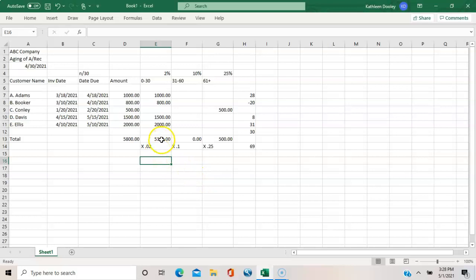Okay, so we have 5,300 in our 0 to 30 column, and we're going to multiply that 5,300 times 0.02, and we're going to get 106. And in this 31 to 60, we don't have anything there, so 0 times 0.1 is 0. And in the 61 and over, we have $500 times 0.25, and so that's 125.